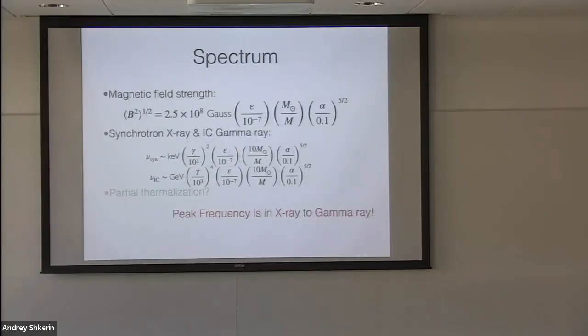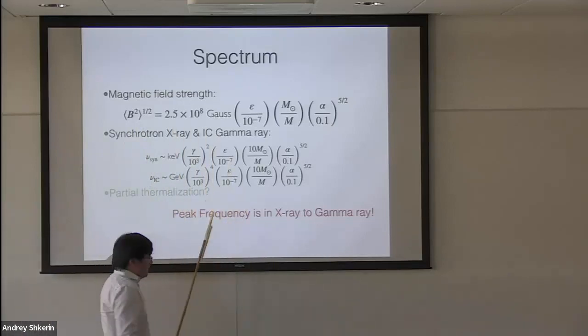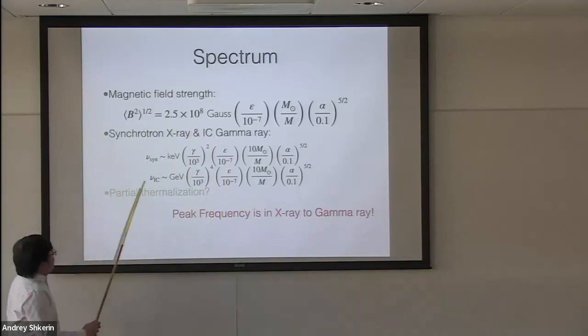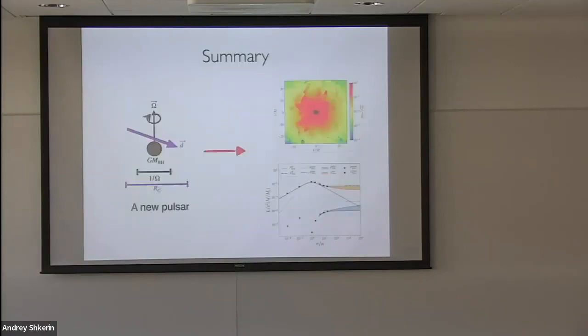The other information we can extract from these simulations is the average magnetic field strength in the cloud, which is the quantity that is most important to understand the emission spectrum. We expect there to be a synchrotron peak around keV and an inverse Compton peak around GeV. The relative height of these two peaks is largely unknown, which is why we need to do searches both in X-rays and gamma rays. Okay, so that's a summary of all the dynamics.